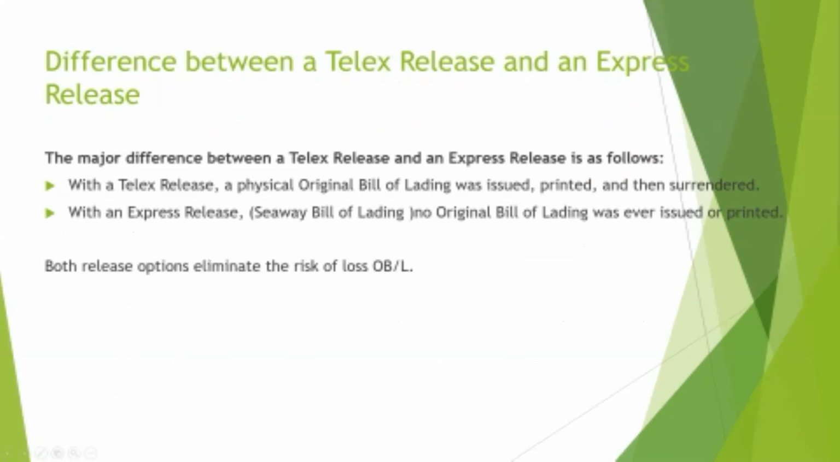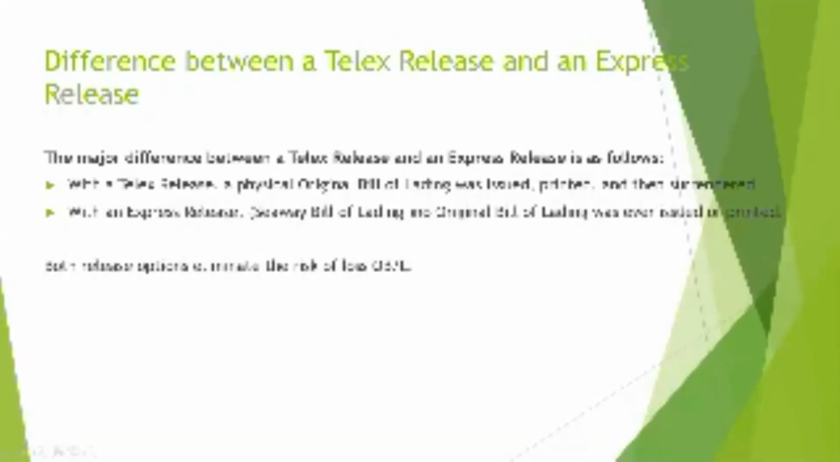A major difference between telex release and express release is as follows. With a telex release, a physical original bill of lading was issued, printed, and then surrendered. Just pay attention. We have an original bill, but when we talk about express release, there is no original bill of lading issued at all. This is just the format, and they transmit it to the destination.